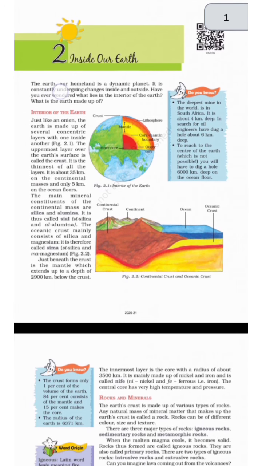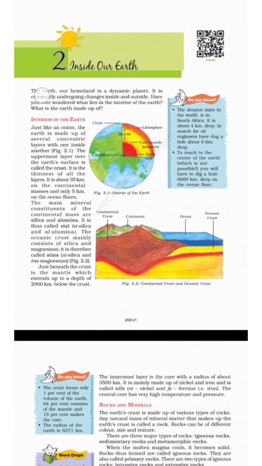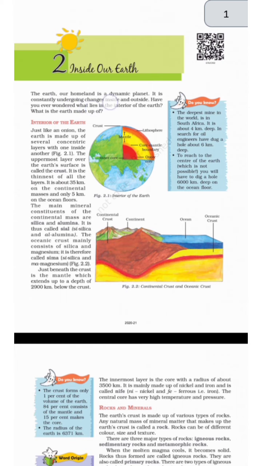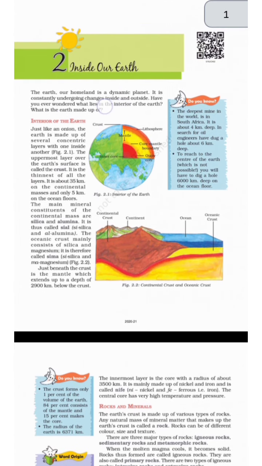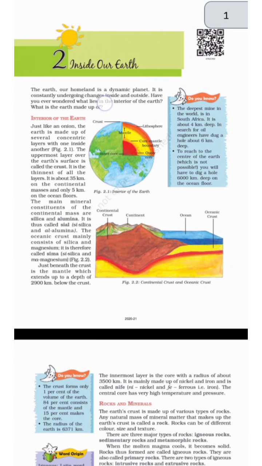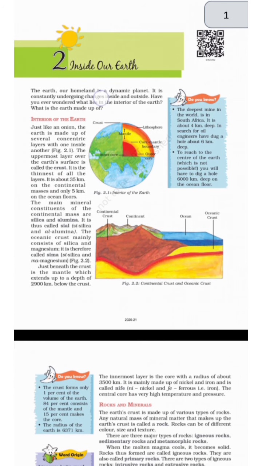The Earth, our homeland, is a dynamic planet. It is constantly undergoing changes inside and outside. Have you ever wondered what lies in the interior of the Earth? What is the Earth made up of? Yes, our Earth is a dynamic planet. Dynamic means active or energetic. Our Earth is an energetic planet because it always has some changes inside and on the outside of the Earth.